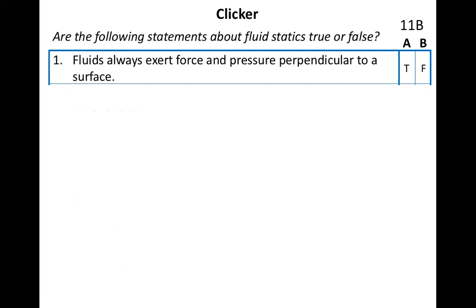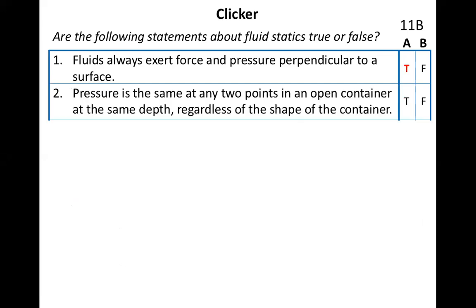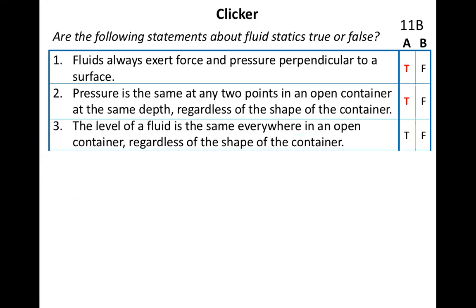Fluids always exert force and pressure perpendicular to a surface. And the answer is, really what we mean here is static fluids. The answer is true. And that the force is delta P times A. Pressure is the same at any 2 points in an open container at the same depth, regardless of the shape of the container. Yes, we had a demo that showed that.